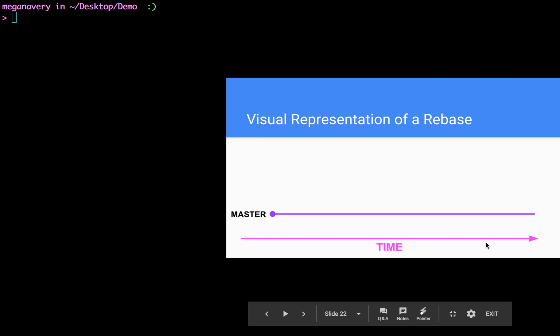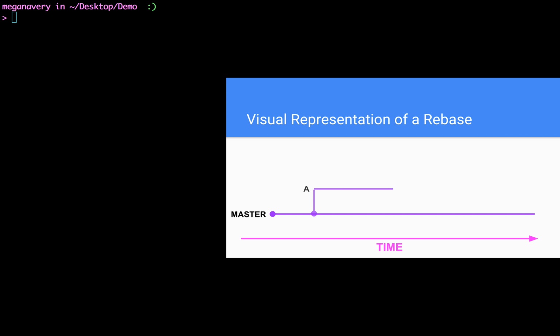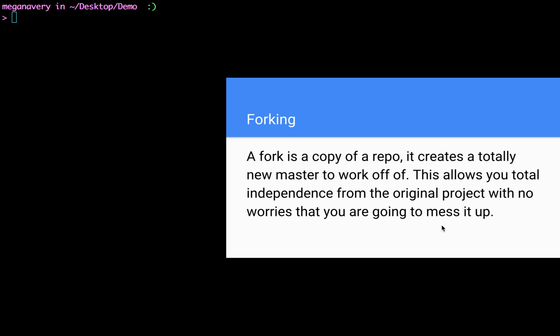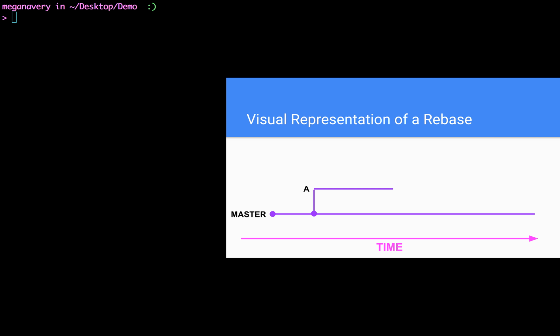So let's say I have master, and I branch A off of master, and then I branch B off of A. So A is the base for B. And then I decide sometime later that I want B to be based off of master instead. I can do a git rebase, and now B is based off of master instead. And the command for that is git rebase.